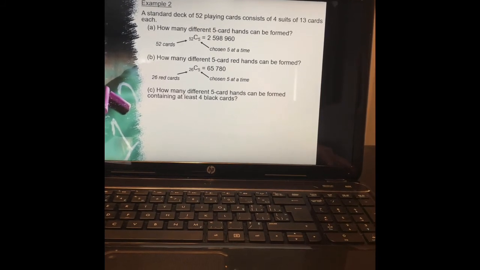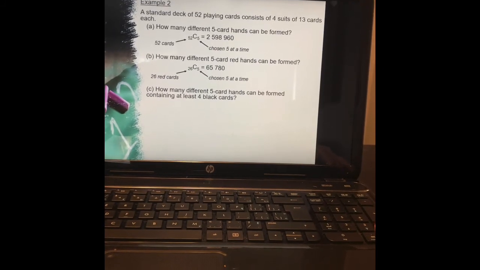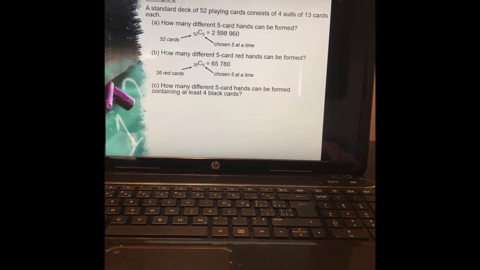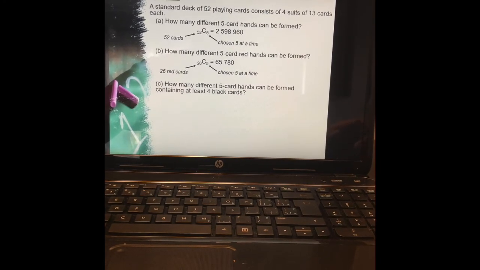How many different 5-card hands can be formed containing at least 4 black cards? Whenever you see the word at least in this course, it means you're doing an or question. Whenever you see the word or in this course, it's an addition. So you need 4 black cards or 5 black cards.